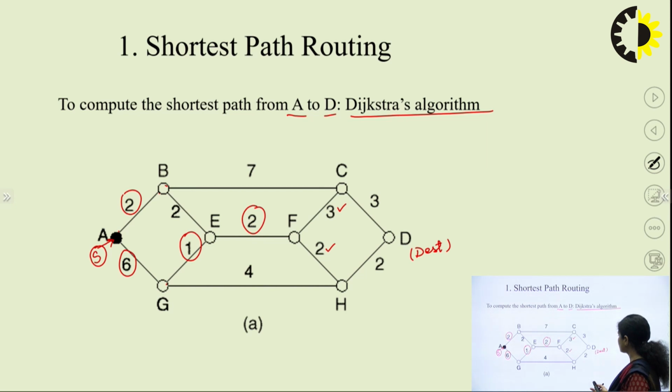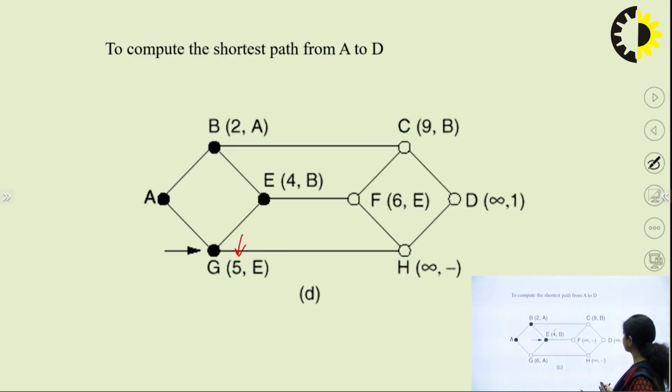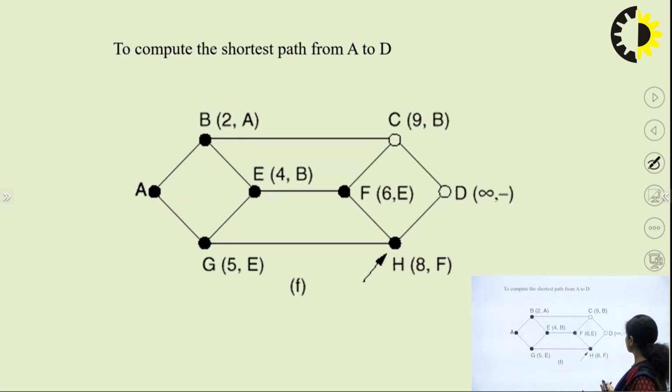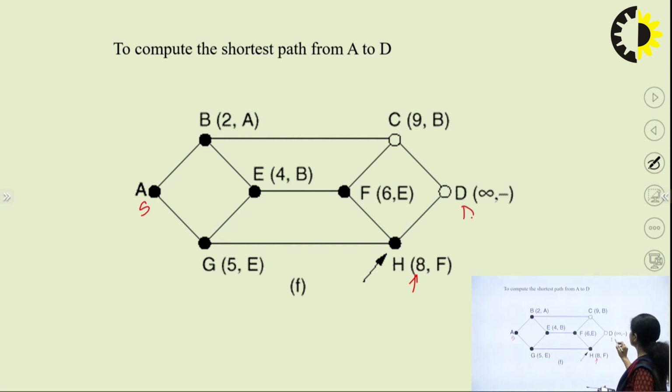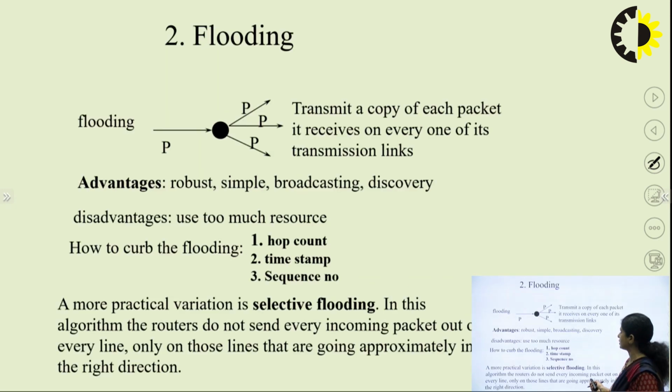So, we will be considering F to H, right? 6 plus 2, that becomes 8, right? So, that will be the shortest path from the source A to the destination D. So, that's how this algorithm works. We simply need to compute the shortest path from A to D, from source to destination.